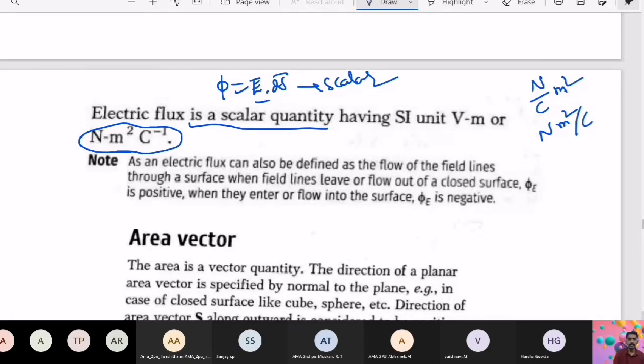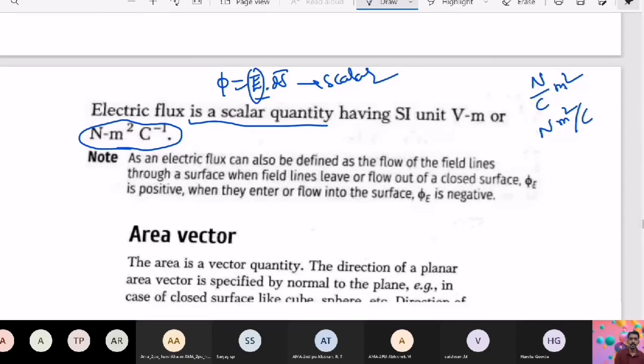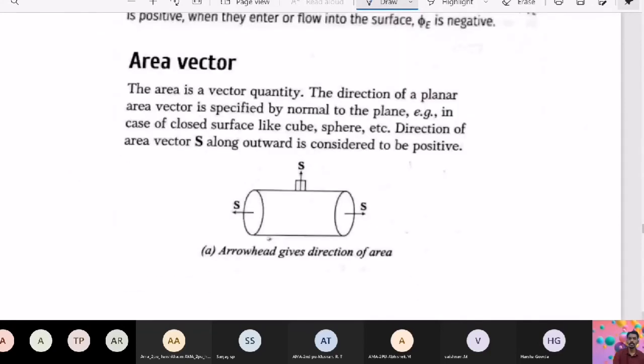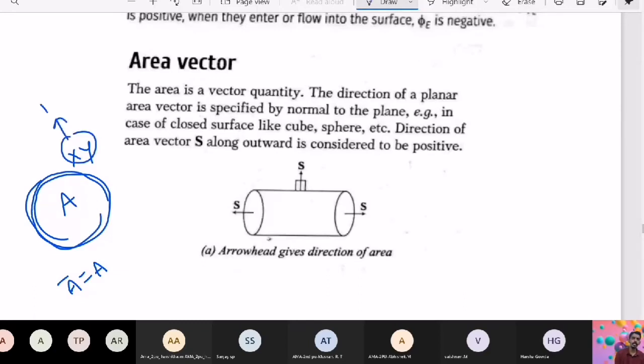But here we are telling that electric flux is E bar dot ds bar. Ds bar means what? Area vector. So how to take the area vector? We will take it in this manner. Suppose this is one area in the xy plane. So the area is A, so A bar means A, and the direction is perpendicular to the surface. It is in the xy plane, so what will the perpendicular be? Z direction. So the vector will become K cap.